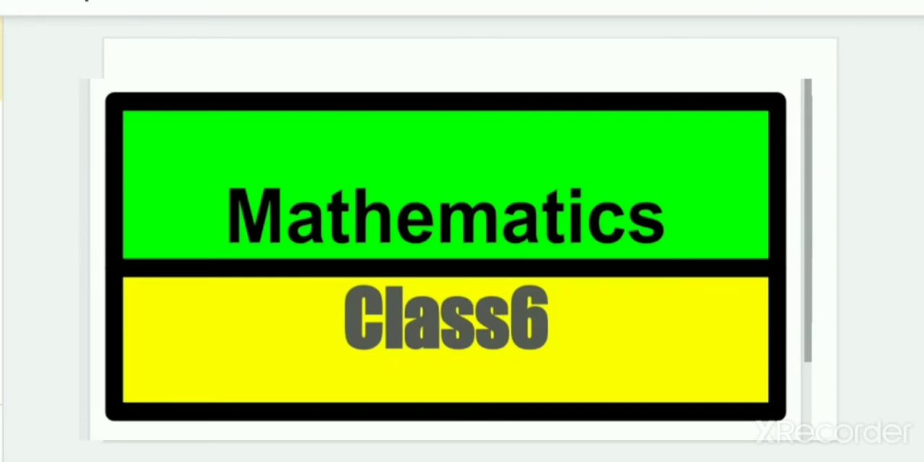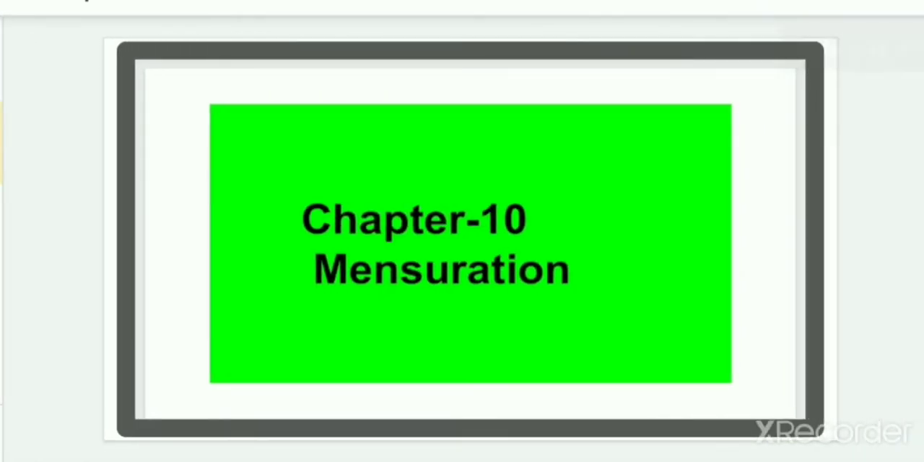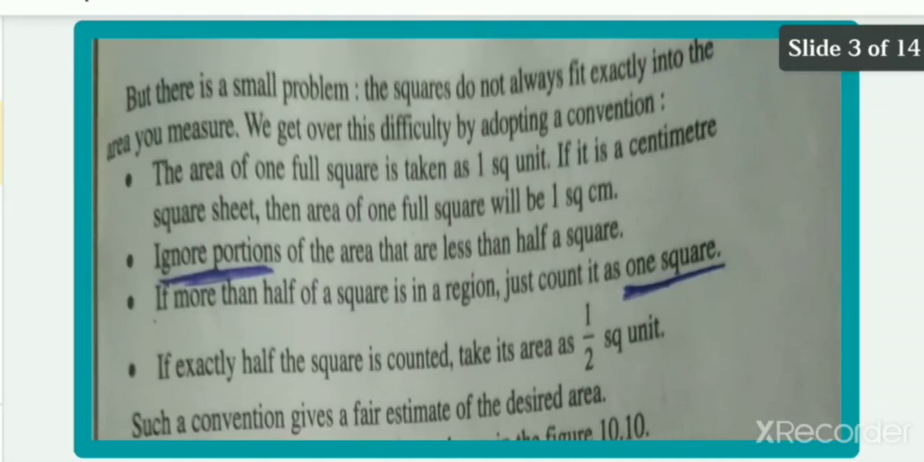So let's begin our class. We are going to discuss the same chapter, chapter number 10, mensuration, right? Last time, what did we discuss? We discussed the formulas, exercise 10.1, queries related to perimeter, the definition of perimeter, and a solving session of perimeter. Today we are going to do exercise 10.2. But before starting exercise 10.2, let me discuss some points with you.